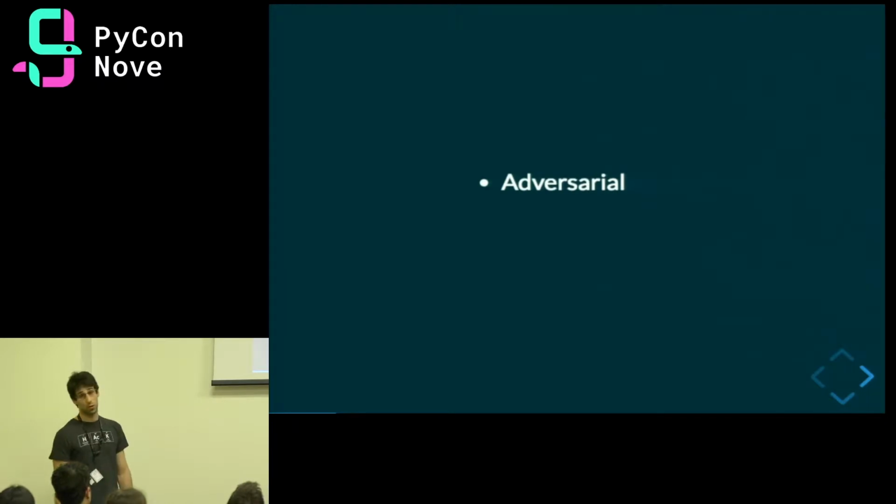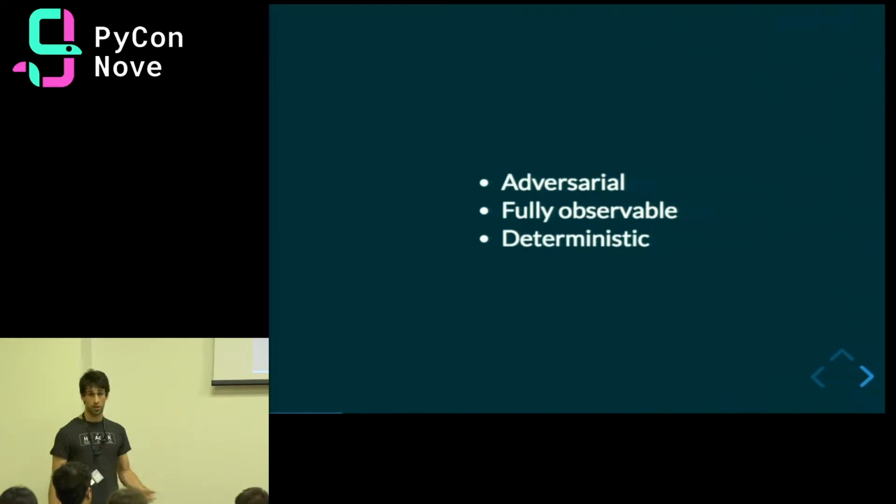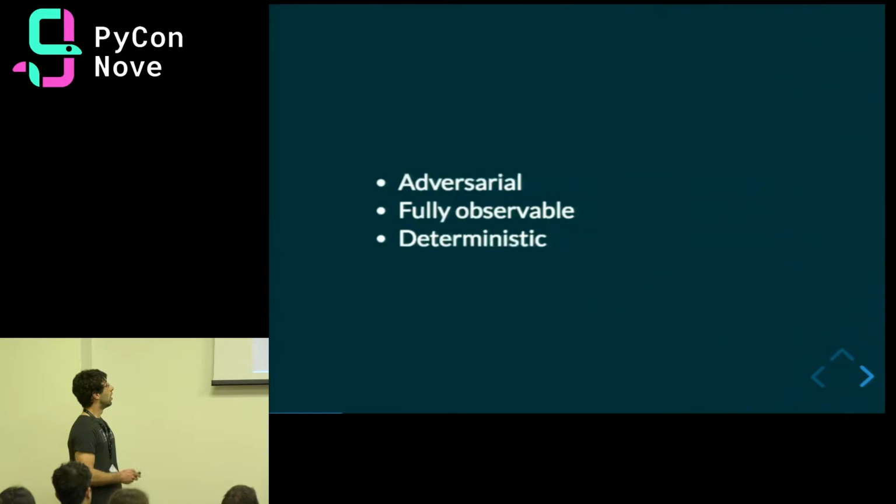For what matters to us as researchers, this kind of game is adversarial, which means that there are two players playing against each other, and of course the other one wants to kill you. It's fully observable, which means that we can see exactly what's going on on the board at all times, and that's enough for us to plan the future. And it's deterministic, in the sense that if I place a stone on the board, it's going to be there. There's no probability that the stone will jump somewhere. Good.